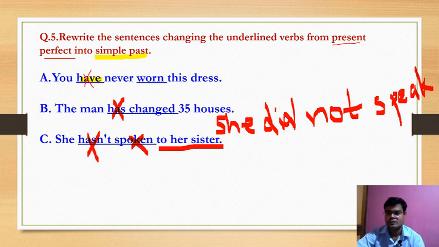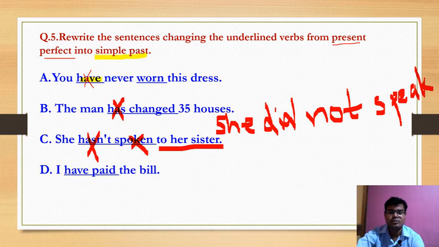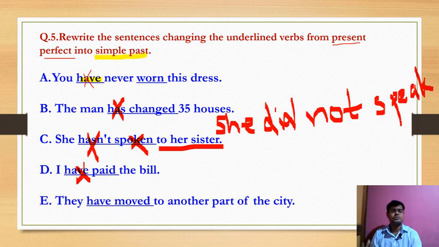Correct? Next: I have paid the bill. So simply, I paid the bill. We have to omit this have. Last one: they have moved to another part of the city. Simply, they moved to another part of the city. Move, moved. The second form is moved. Only D will be added and we get moved. Correct? So this is what you have to do.